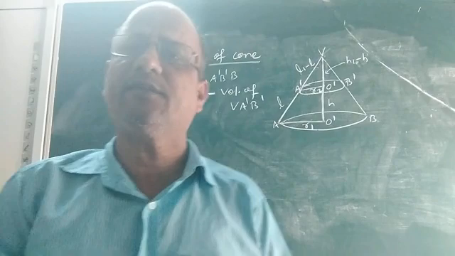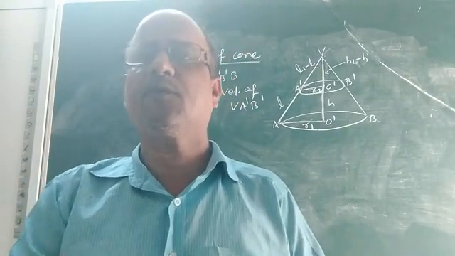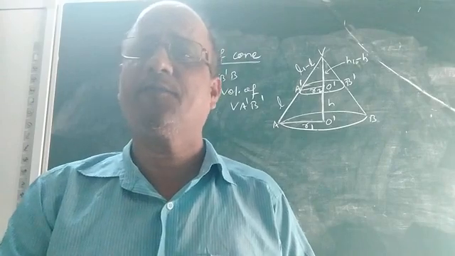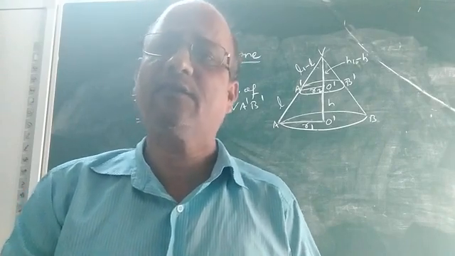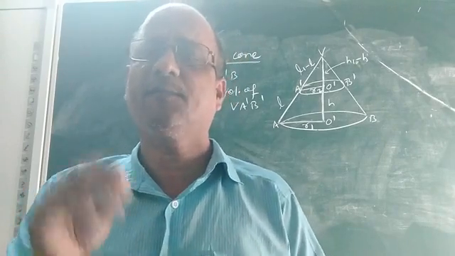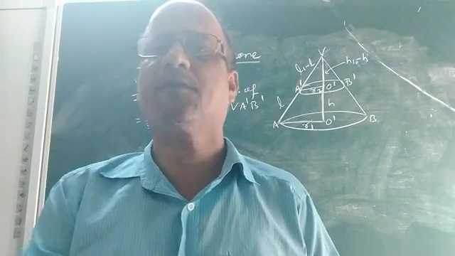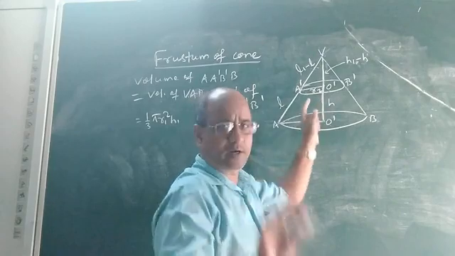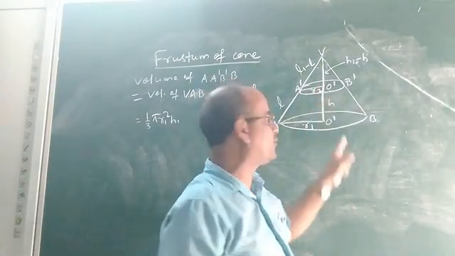Children, in the last class we discussed how to derive the formula for the curved surface area of a frustum of a cone and the slant height. Today let us derive the formula for the volume of a frustum of a cone and the total surface area. Look at the figure. I have already discussed what a frustum of a cone is.